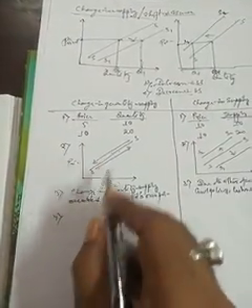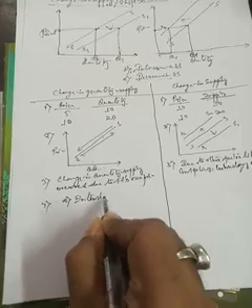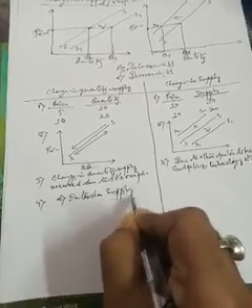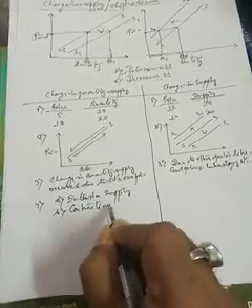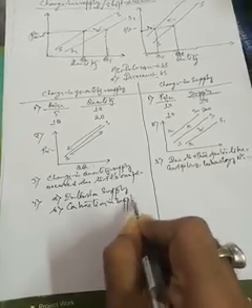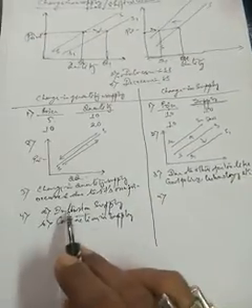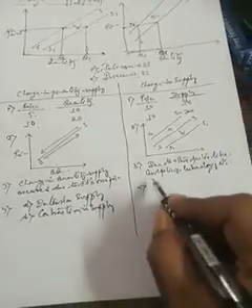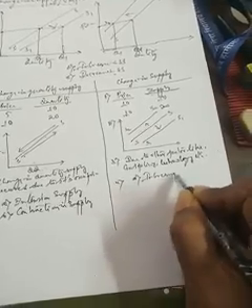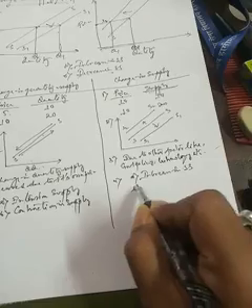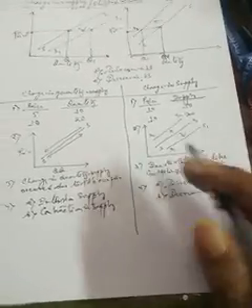Now the fourth point we can write. Change in quantity supplied means extension in supply and contraction in supply, and change in supply means either increase in supply, that means rightward, or decrease in supply, that means leftward.